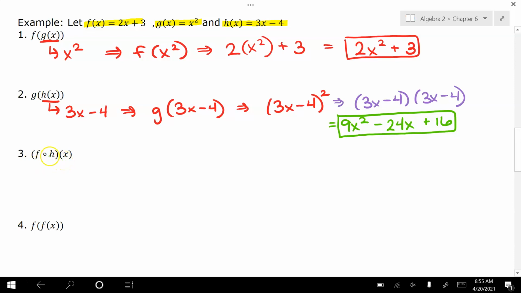You're doing f of h. They just have it written differently than they do up here. This is the same thing as this. They just wrote it in the other way that we can write composition. So I want you guys to try this. Take h's function and plug it into f's function.